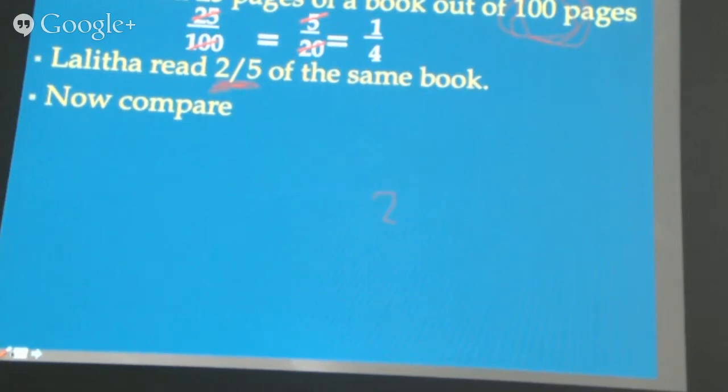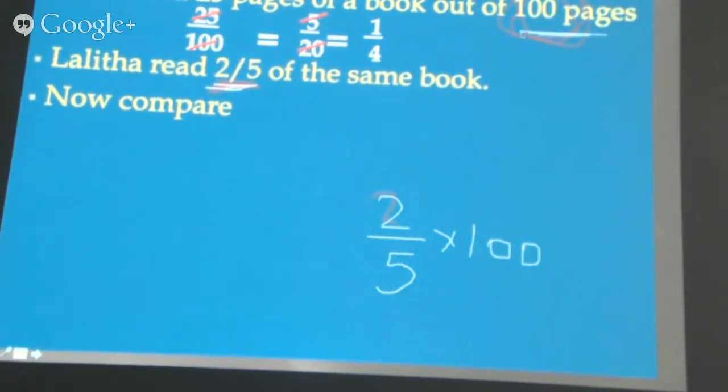Let me take this fraction. This is 2 out of 5. So it is 2 out of 5 times 100. You may get a doubt from where did I get this 100. It means the total number of pages in the book, 100. So 2/5 of 100.